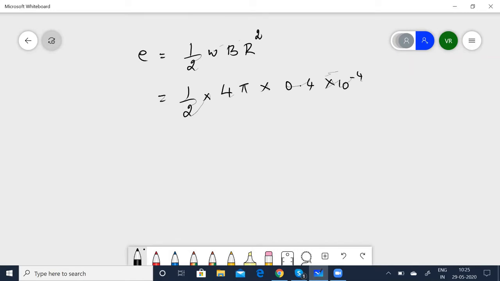Induced EMF E is given by half B omega r square, which is equal to half into 4 pi into 0.4 into 10 to the power of minus 4, because B is given, and radius is 0.5 square. Right? So when you calculate and simplify this, that gives you 6.28 into 10 to the power of minus 5 volts. Let's see what's the option.